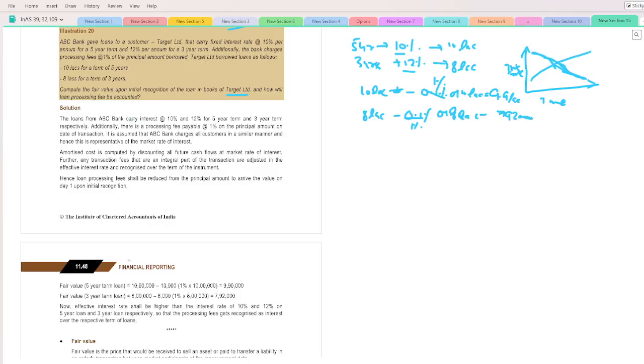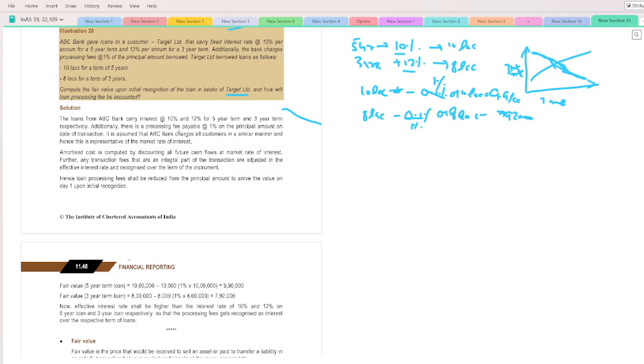So the loan from the ABC. So see, here you are discussing about the financial asset, but then you are giving an example of the financial liability here. So that is, you can say, the irony here. It should come below, not in the financial asset. Yeah, but nevertheless, the loan from the ABC Limited carries interest at 10% and 12% for the 5 year term and the 3 year term. So that means a downward yield curve.